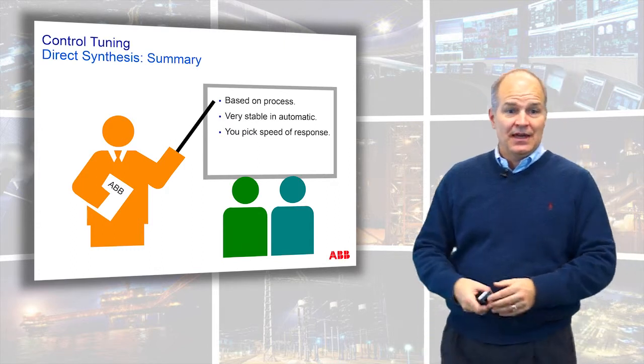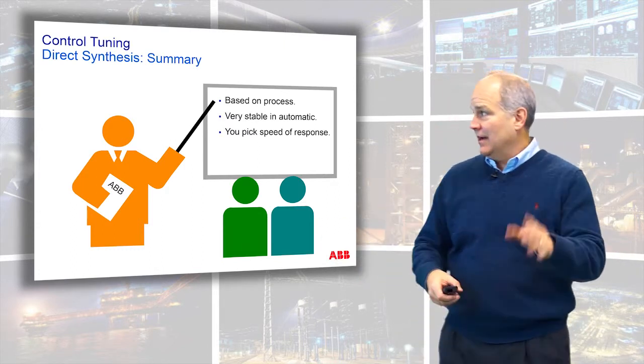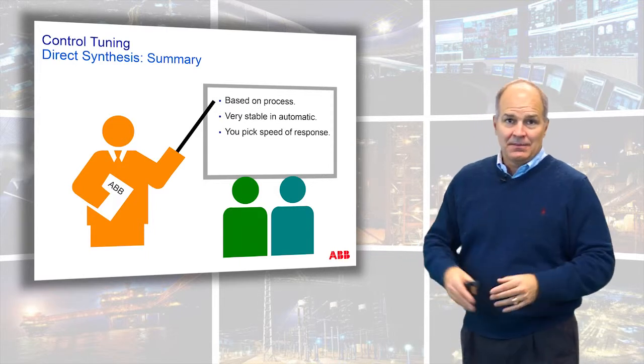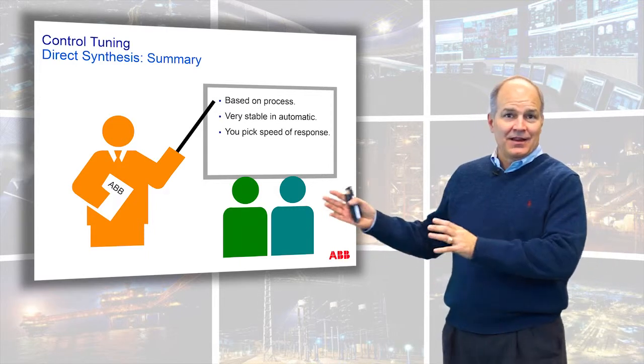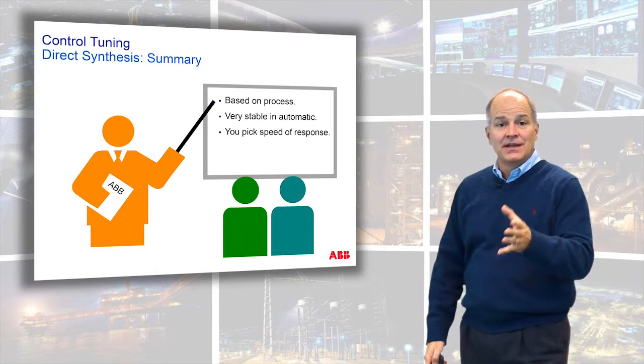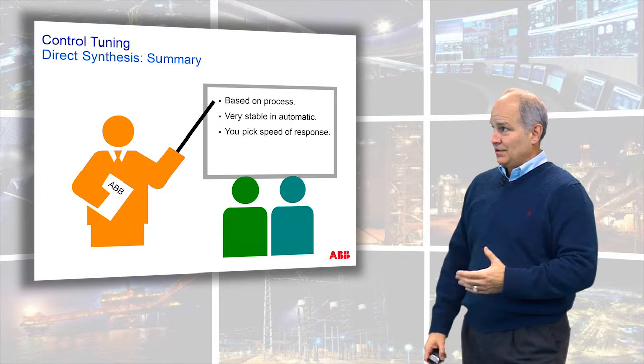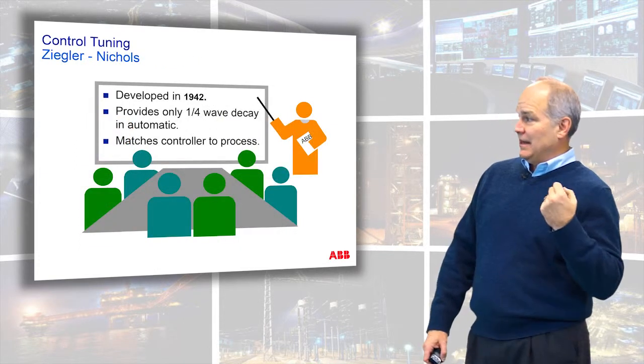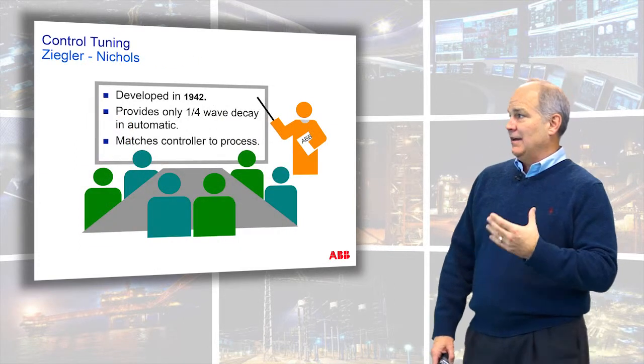That's the name of two guys that actually worked for Taylor Instruments, which is now part of ABB. So we've had a long heritage of ABB work. ABB has had a long heritage in automation and tuning solutions. But it was developed in the 40s, and it's designed to give a quarter wave decay, but it still starts with a process.